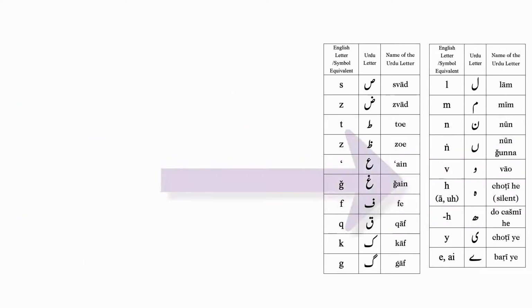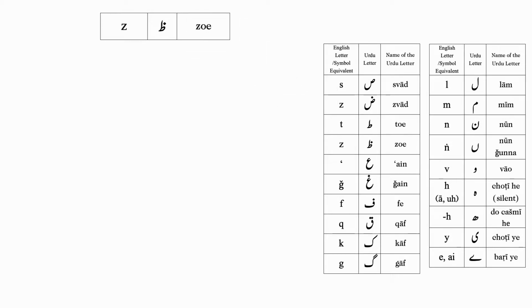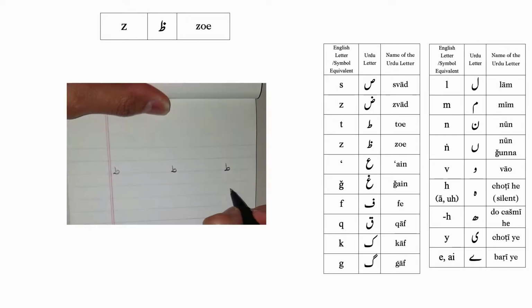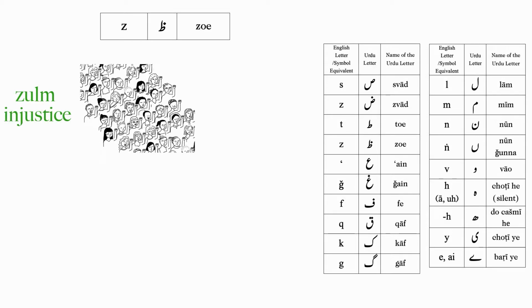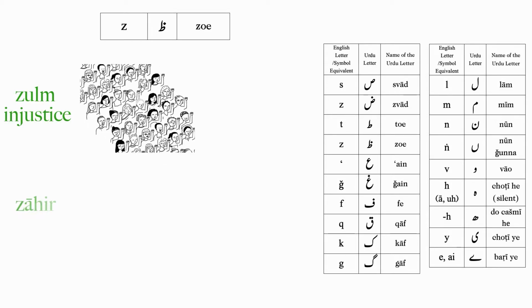Similar to toy, we've got zoy next. Like toy, it's also used for words of Arabic origin, so it's a less popular Z-sounding letter. I could only think of 2 words beginning with zoy that you might come across. First is zulm. Zulm, which means injustice. And the other word is zahir.